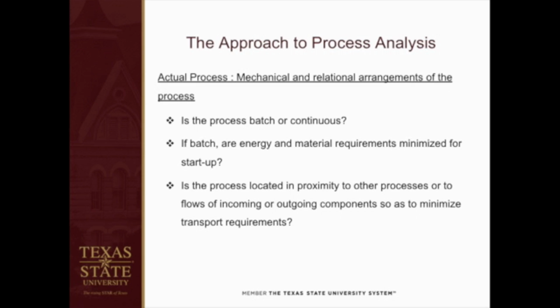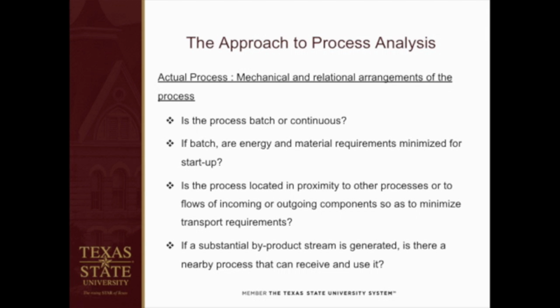Are the processes located close to one another? Is the incoming material close to the process that's going to use it? Or are they far apart, which will involve a lot of unnecessary transportation? So just looking at how things are laid out. And if a substantial byproduct stream is generated, is there a nearby process that can use this byproduct? Again, these are all just checklists.